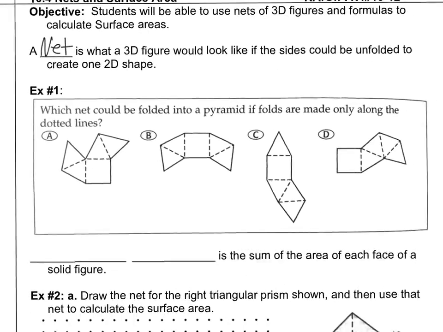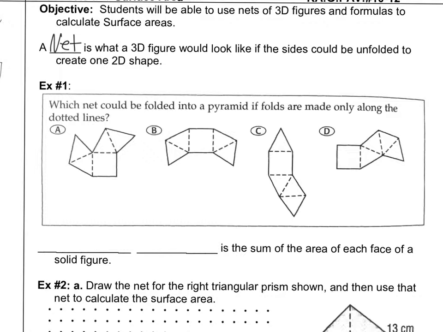So, example 1 here says, which net could be folded into a pyramid if folds are made along the dotted lines? Well, feel free to pause and just take a look at this for a second, but I'm going to try and explain it to you. If you look at it, you can hopefully see that the square would be the bottom, right? That'd be the base. All right, there's the square. And if you fold this side up and this side up, right away, hopefully you should see that these two sides here would overlap. And same thing when you fold these up, these two sides here would overlap. And we don't want any sides overlapping in our net. We want all the sides to be represented.